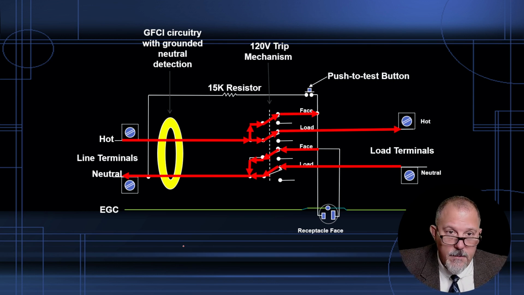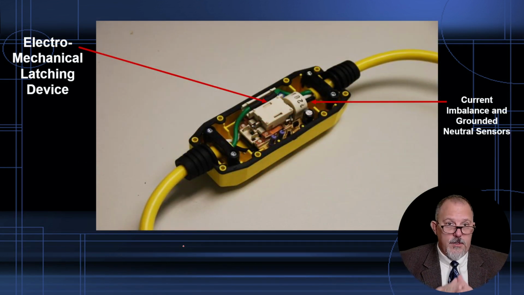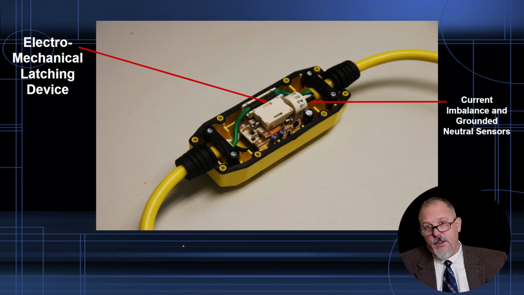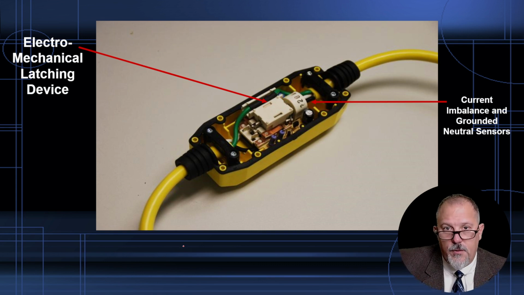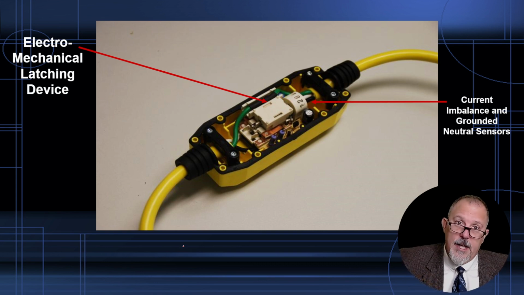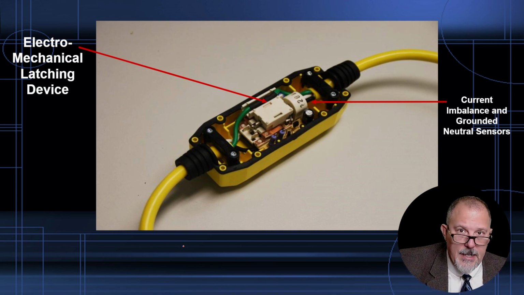Hopefully that helped you understand the face and how that works. Now, there's another device, which is your portable GFCI. It's a little bit different because a portable GFCI has to do a few things in addition. Because remember, this is a portable GFCI. There's a wire in front of it and a wire behind it.